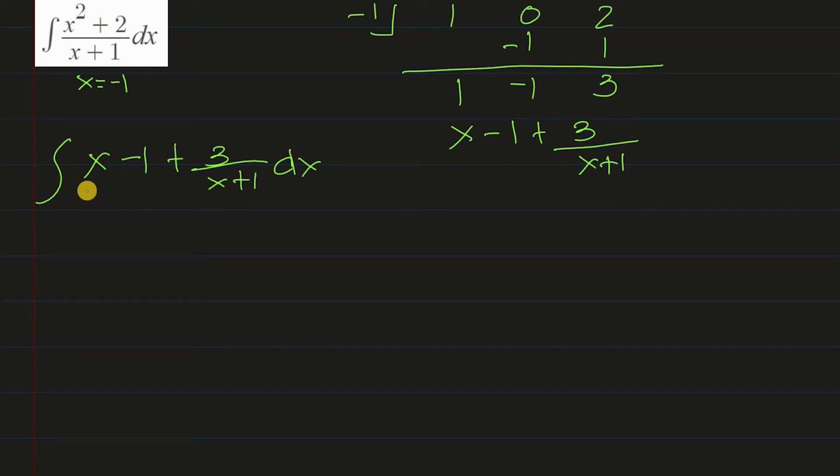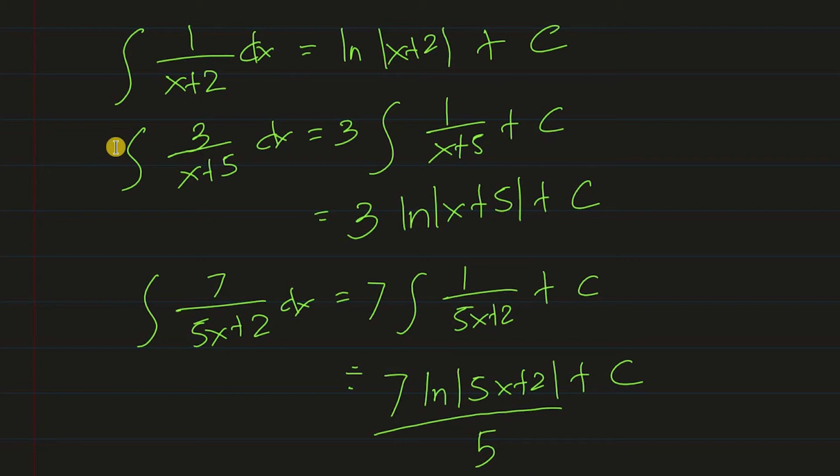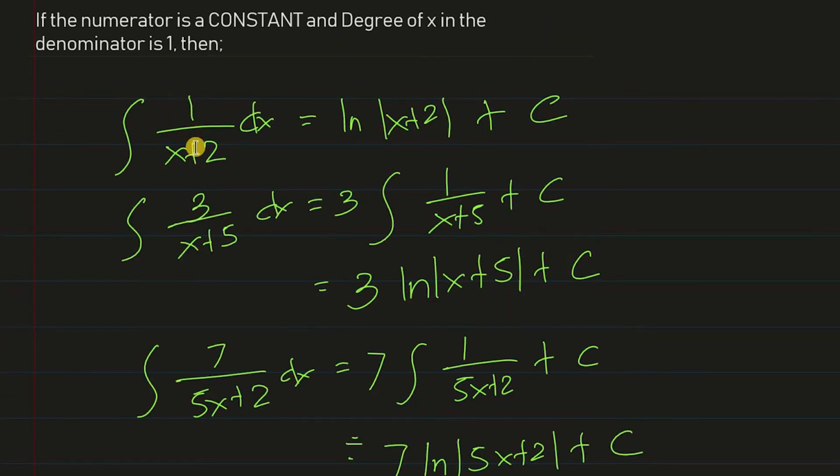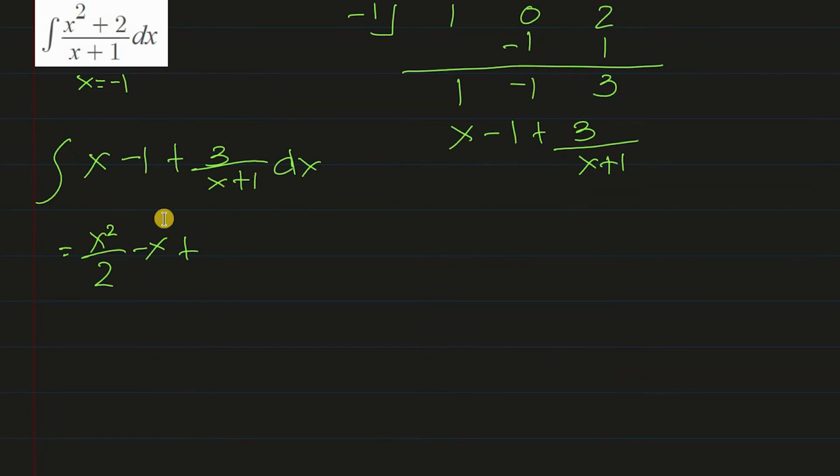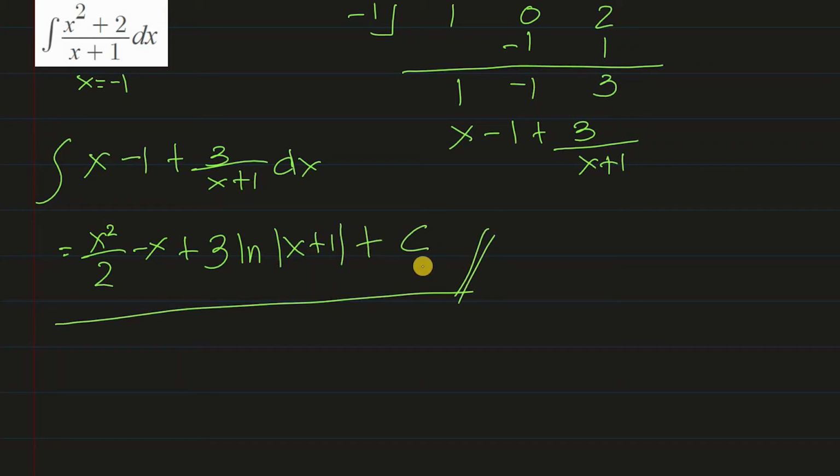So, let's integrate this. Gamitin natin yung mga formulas na natutunan natin noon. This would be equal to ang integral ng x would be x squared over 2, tama? Ang integral ng negative 1 is negative x plus, kung mapapansin nyo dito, gagamit na tayo ng natutunan natin sa part na to. Diba? Kasi constant yung ating numerator at yung degree ng denominator ay 1. So yung magiging sagot nito would be just equal to 3 ln absolute value x plus 1 plus c. So, ito na ngayon ang ating final answer, guys.